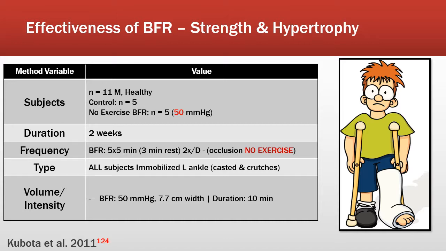They compared it to 5 controls. It was 2 weeks. The frequency of the occlusion was 5 times 5 minutes, with 3-minute rest, 2 times per day, no exercise. All subjects were immobilized with a left leg or left ankle cast, and crutches. You can see again the specific parameters there of the BFR.